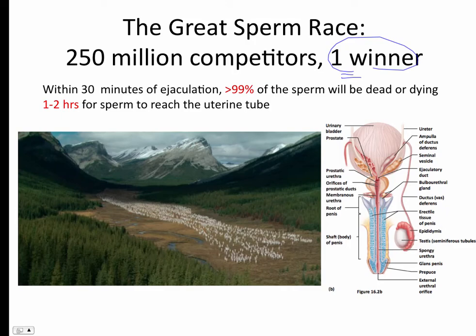Now, because the sperm have to travel so far, they have to go from your seminiferous tubules within your testes to your epididymis to your ductus deferens, out of the ejaculatory duct, through the urethra of the male system, and then finally into the female. More than 99% of that sperm will be dead or dying, and it will take sperm between 1 to 2 hours to reach the uterine tube, so a very long time.